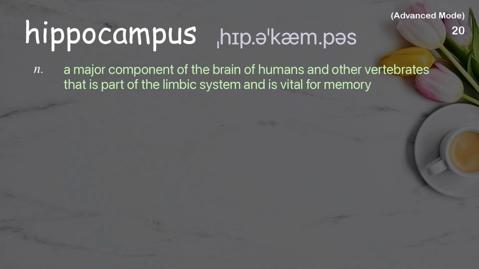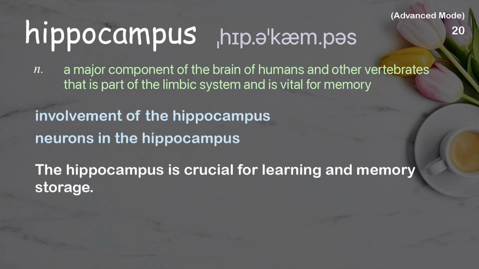Hippocampus. A major component of the brain of humans and other vertebrates that is part of the limbic system and is vital for memory. Examples: Involvement of the hippocampus. Neurons in the hippocampus. The hippocampus is crucial for learning and memory storage.